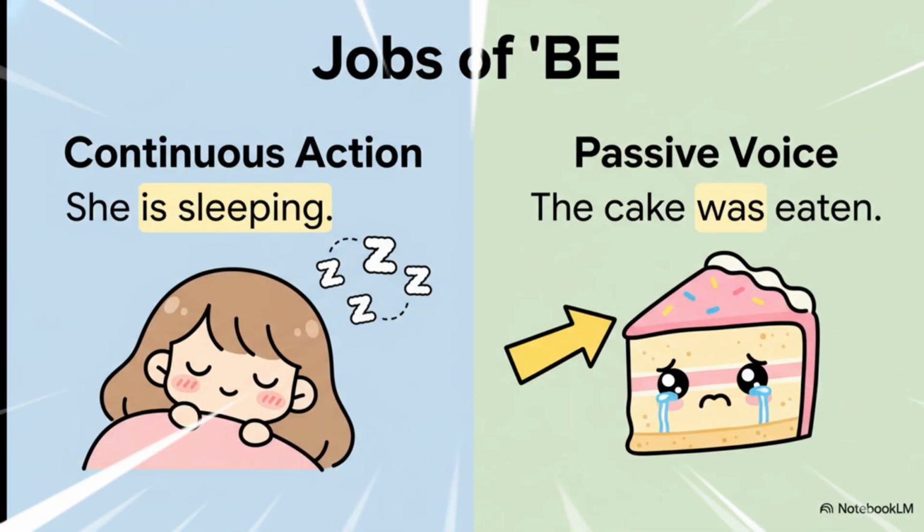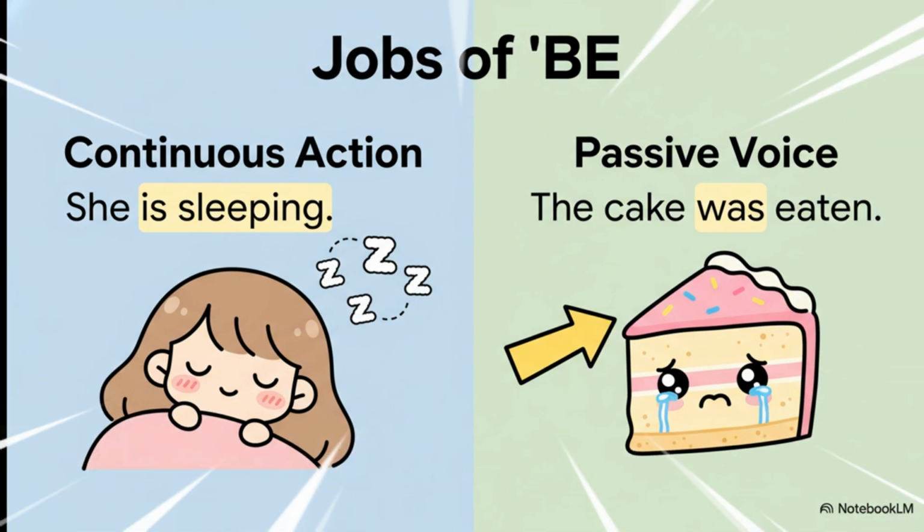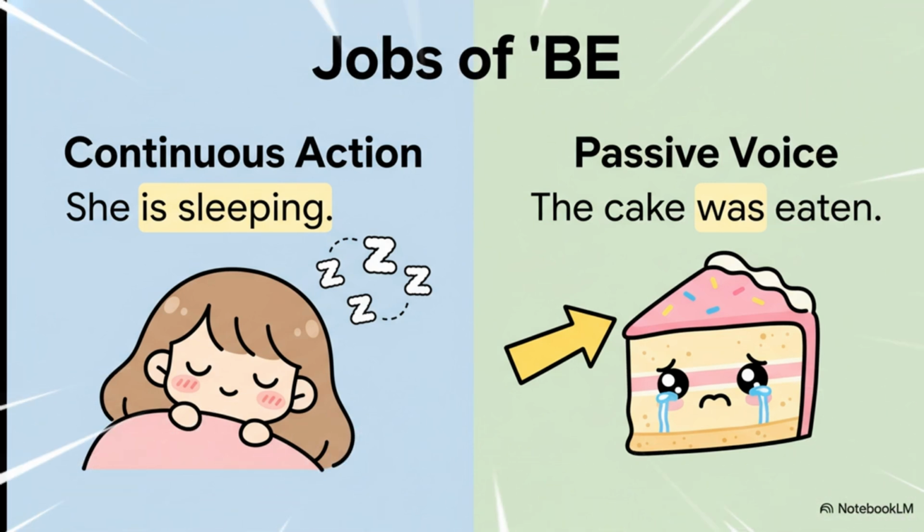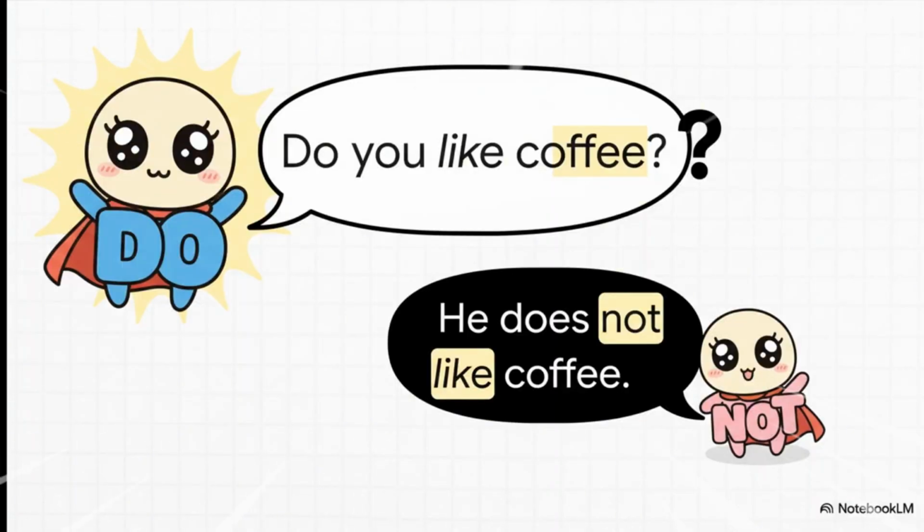And this is a perfect example of what I'm talking about. In she is sleeping, that little word is tells us the action is happening now. It's continuous. But in the cake was eaten, was tells us the cake was the one receiving the action. See how one little word does so much work? It's pretty amazing, right?